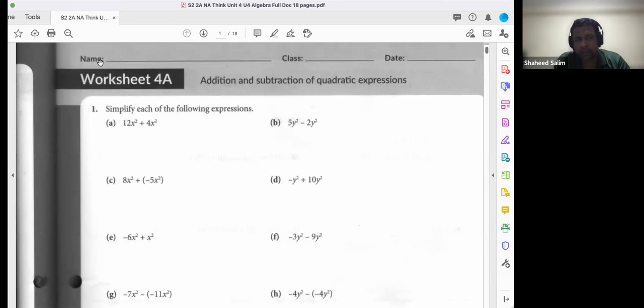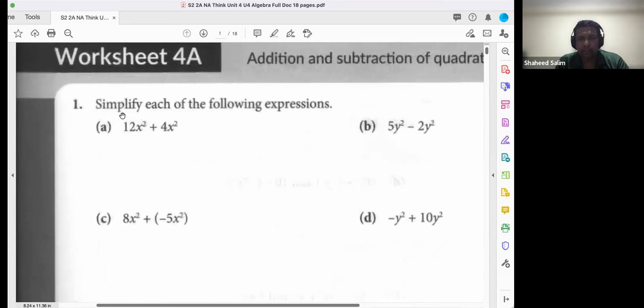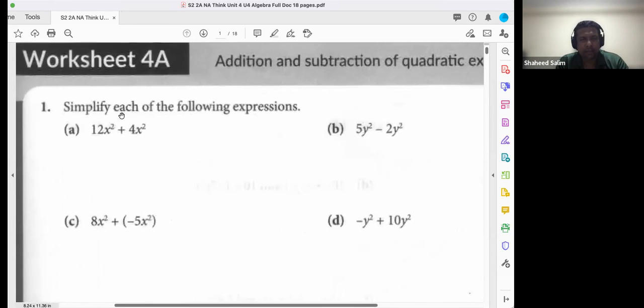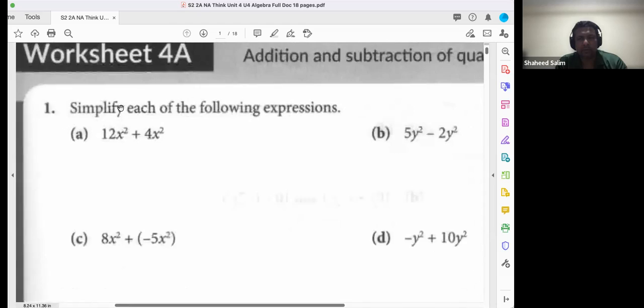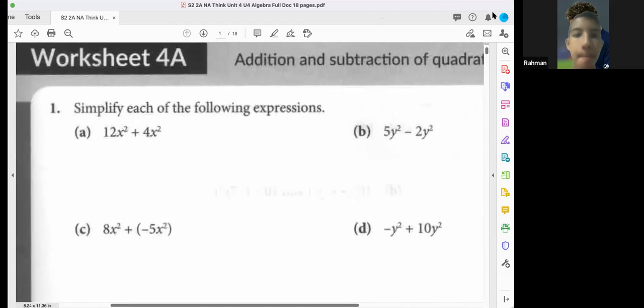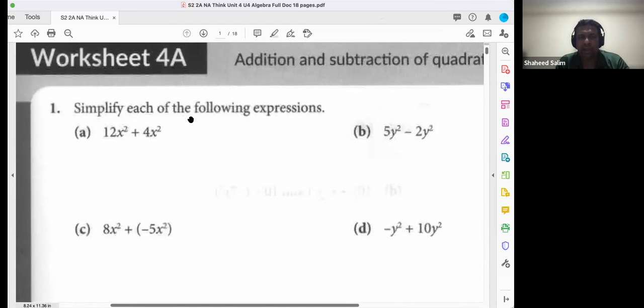So for the first one, can we factorize? Okay, you take the common one for A and B, please. The common one, just for A and B, you simplify each. Okay, let me just show you the first one. You don't do yet. Let me just show you. So you put a bracket like that.